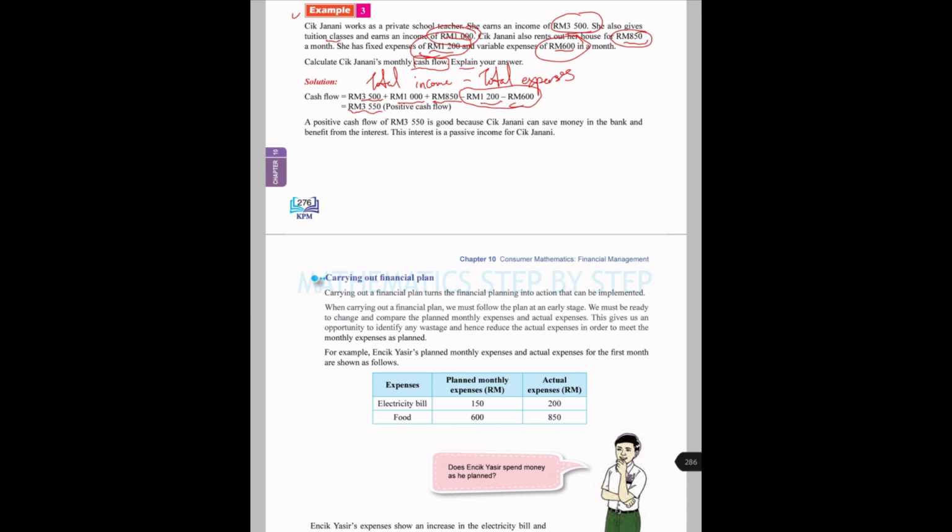A positive cash flow of 3,550 is good because Chik Janani can save money in the bank and benefit from the interest. This interest is a passive income for Chik Janani.